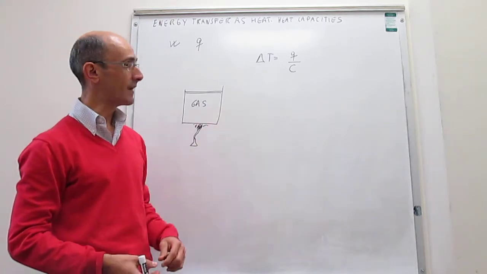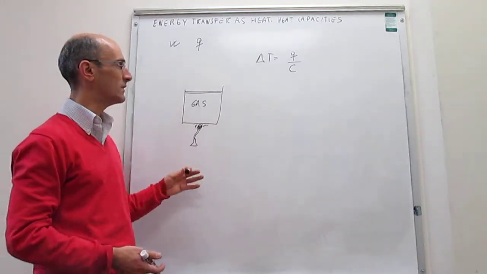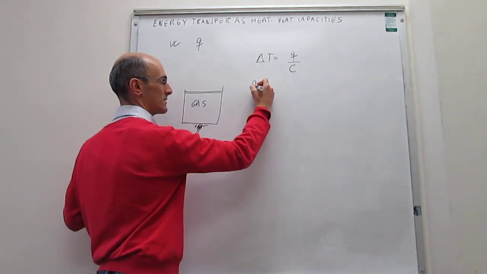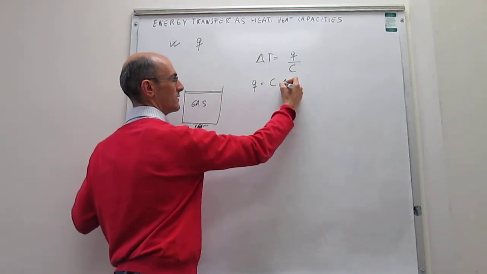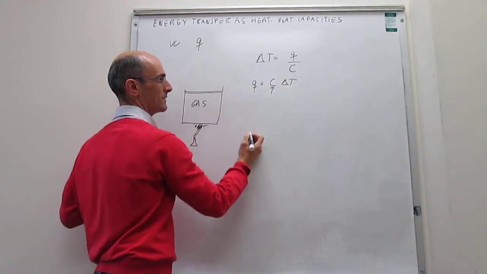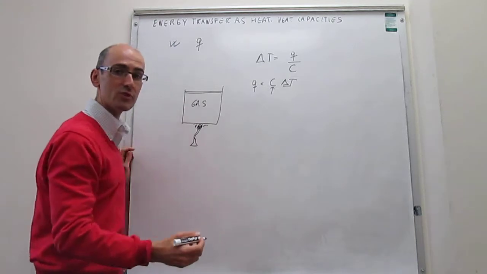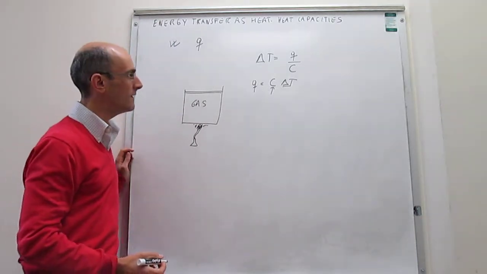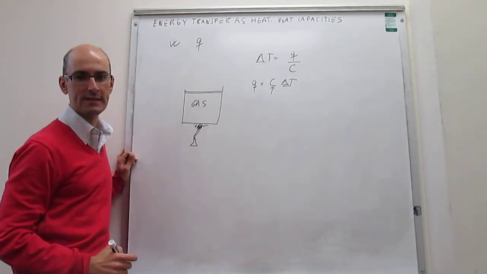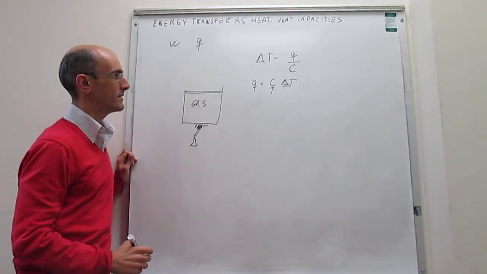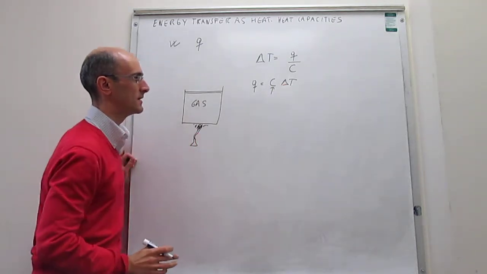This equation then allows us to calculate what the heat transfer to this gas would be. The only thing we would need to do is figure out what the change in temperature is, but that should be pretty straightforward. If you know the heat capacity of the substance that you're changing the temperature of, and you can measure the change in temperature, which you can do with a thermometer, then you can determine how much energy has been transferred as heat.